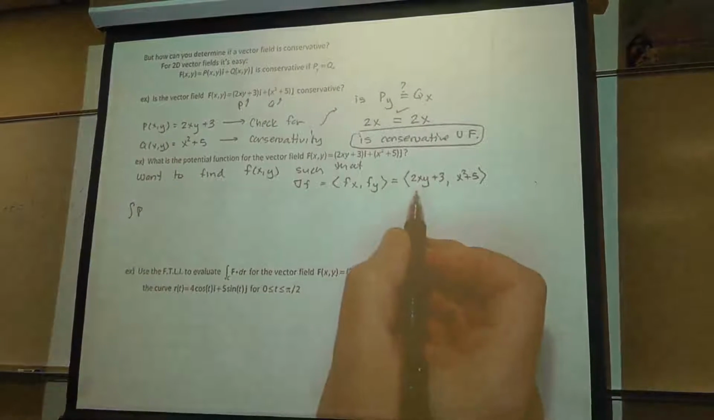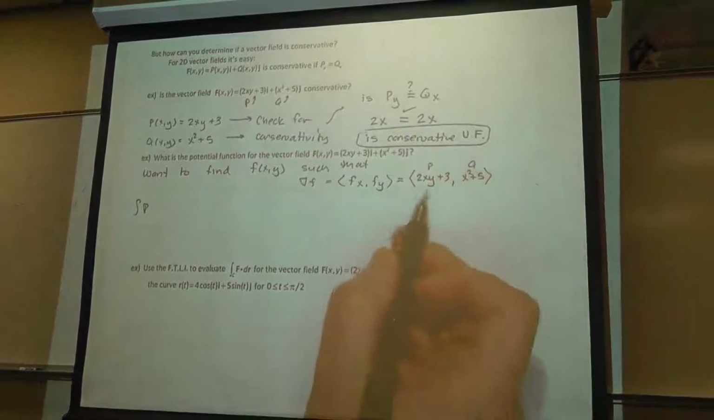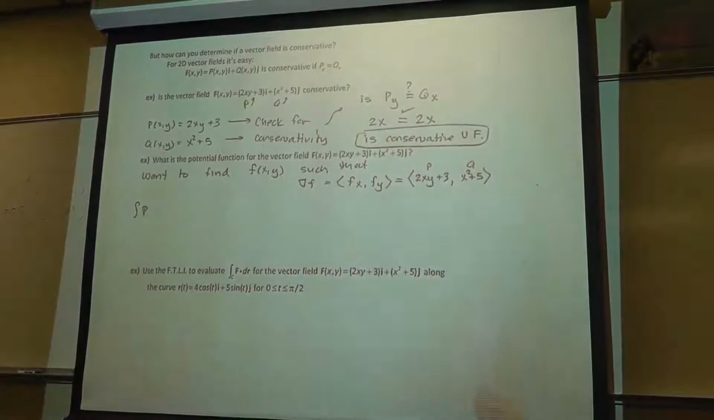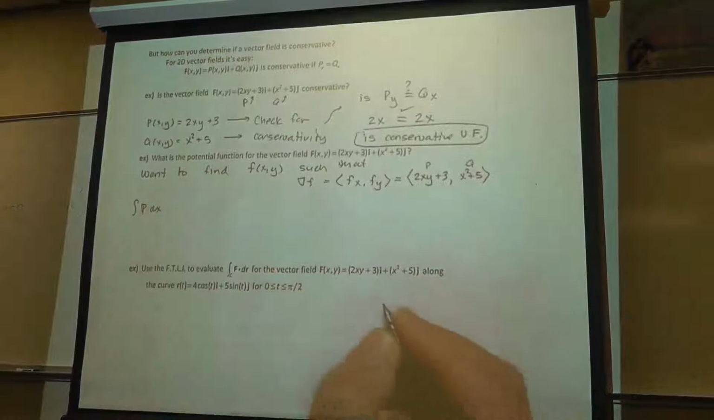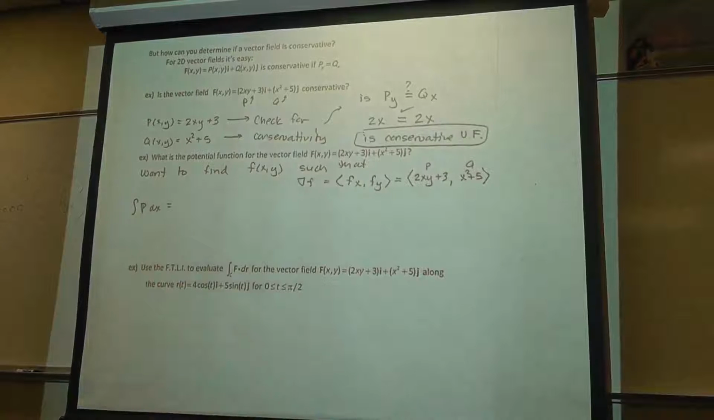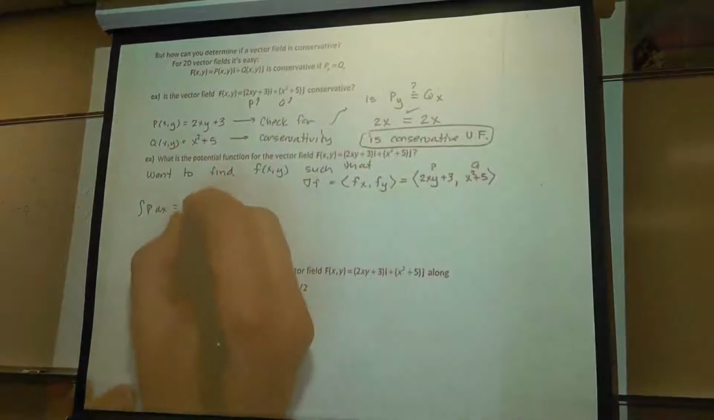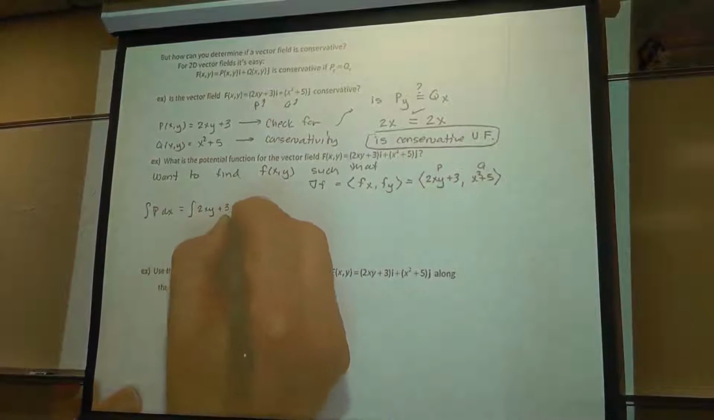Integrate the P component of your vector field, and again, let me put those letters there so you remember who's P and who's Q. I need to integrate P with respect to whom? With respect to x, because if it's already a first partial with x, if you do its antiderivative with respect to x, then that'll tell you what the potential function, the little f, should look like. So I'm integrating 2xy plus 3 with respect to x.